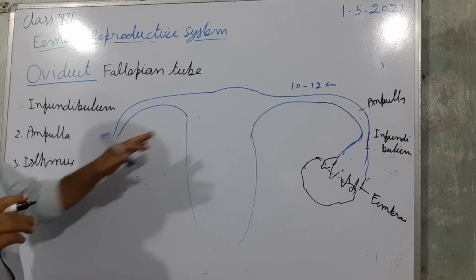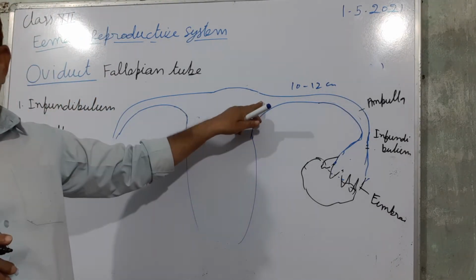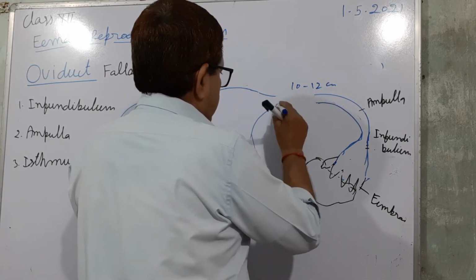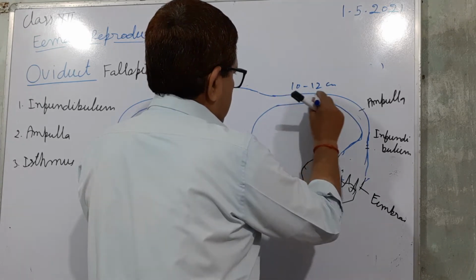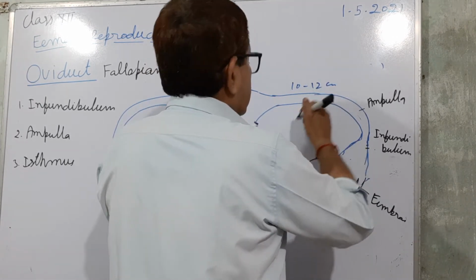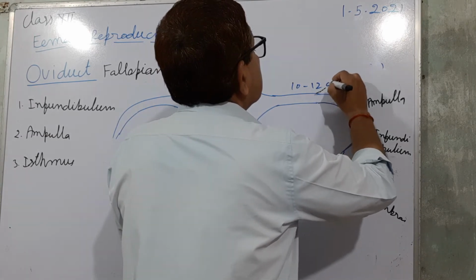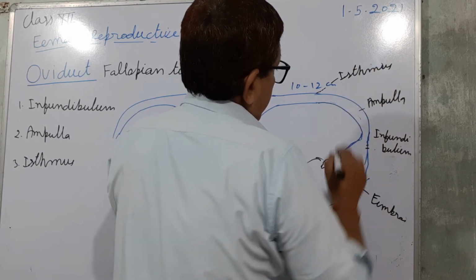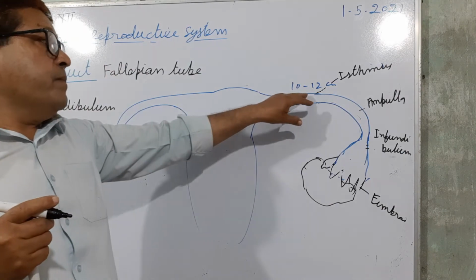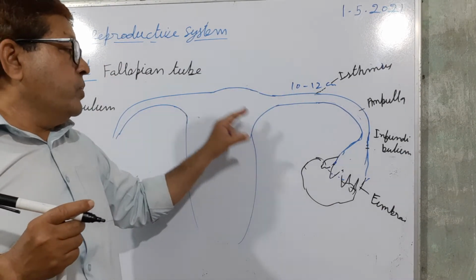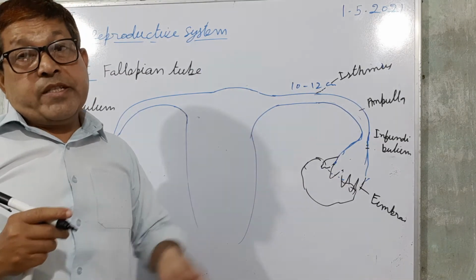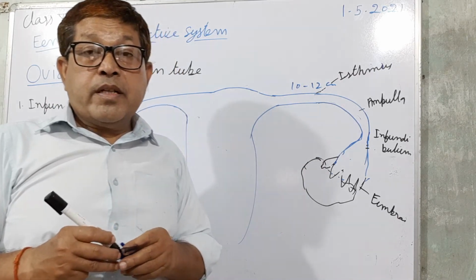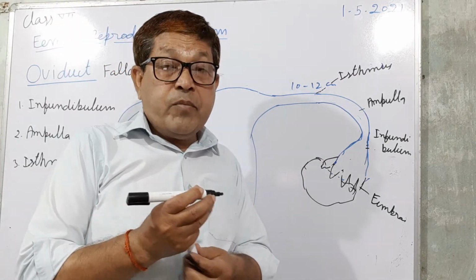Next part is isthmus. This region is isthmus. It is a little more broader. So isthmus is found close to the uterus. So in this way, the fallopian tube consists of three parts, and this is a very important part.